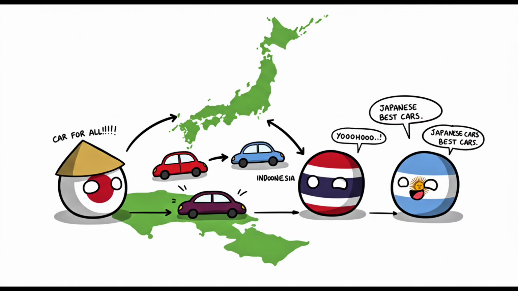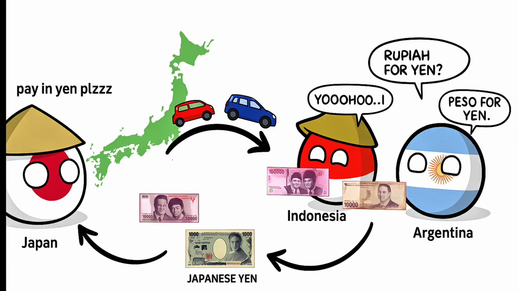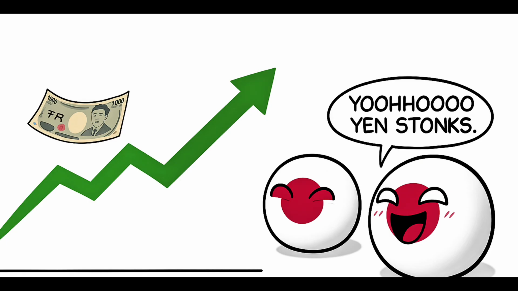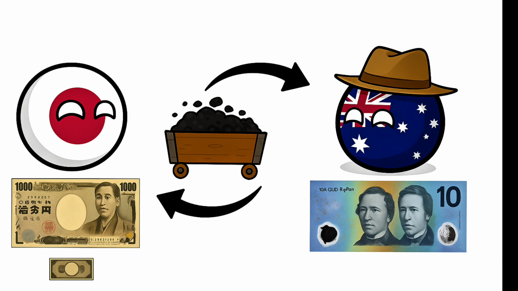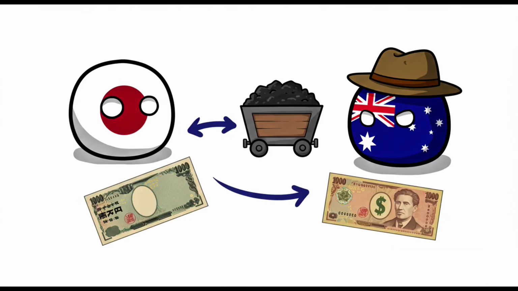Section 4. Export and import. When Japan exports cars to other countries, those countries need to buy Japanese yen to pay for the imports. This increases demand for the yen. But when Japan buys coal from Australia, then it has to exchange the yen for Australian dollars. Japan needs to exchange yen for Australian dollars to pay for coal, which increases demand for that currency.